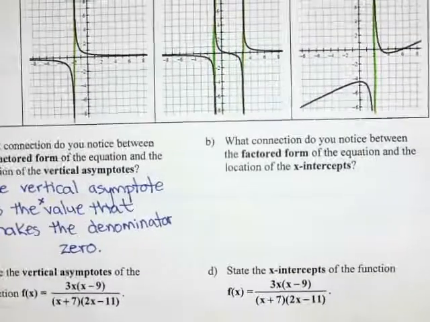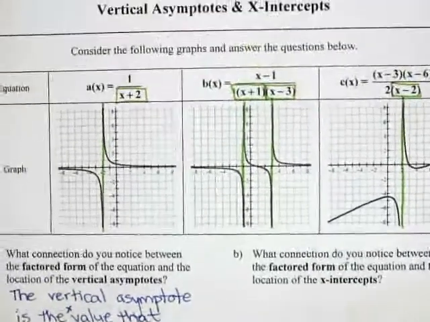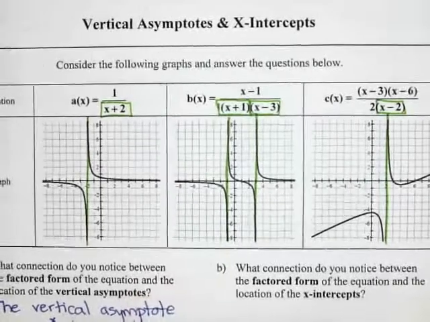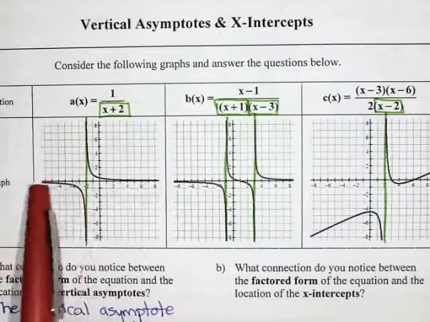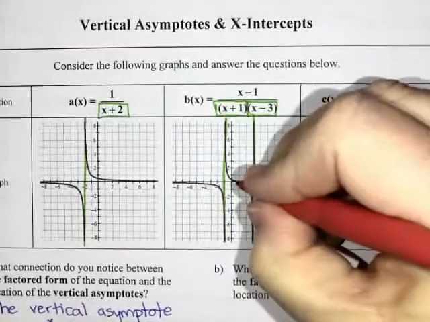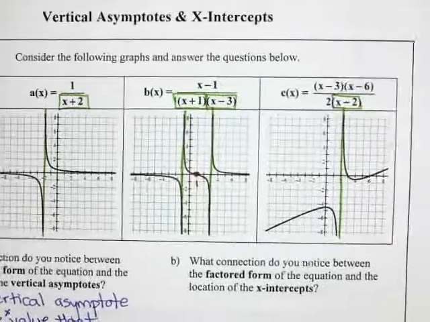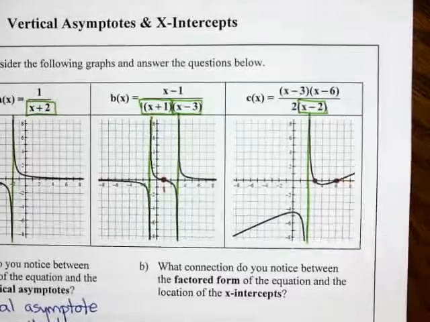Okay, our second question says, what connection do you notice between the factored form of the equation and the location of the x-intercepts? So if I take a look at my graphs again, my very first graph doesn't actually have any x-intercepts. It gets really close to the x-axis, but it doesn't seem to cross. So this doesn't have any. This one here has an x-intercept at +1. And this one here has x-intercepts at 3 and 6.